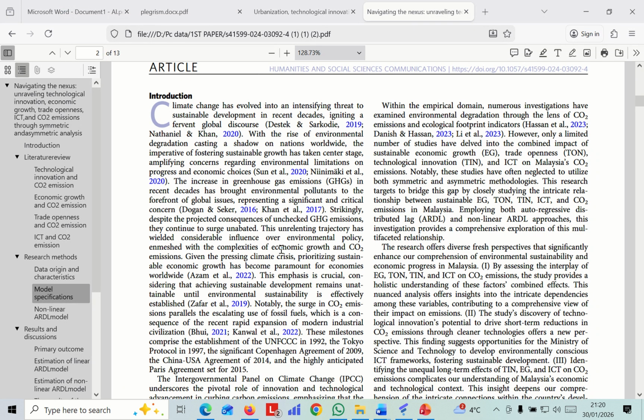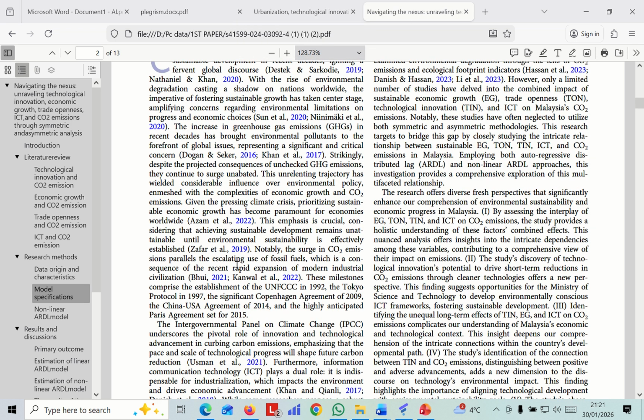Now, in the second part, linking environment with economy. Next, the author connects the environmental issue with economic growth. They explain that although economic growth is necessary, it often increases CO2 emission, especially due to industrialization, fossil fuel consumption, and rapid urban development. This creates a policy dilemma: how can countries, especially developing ones, pursue growth without damaging the environment?